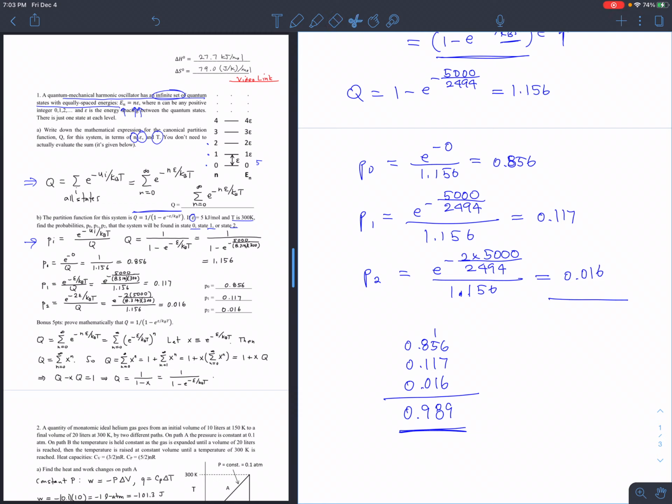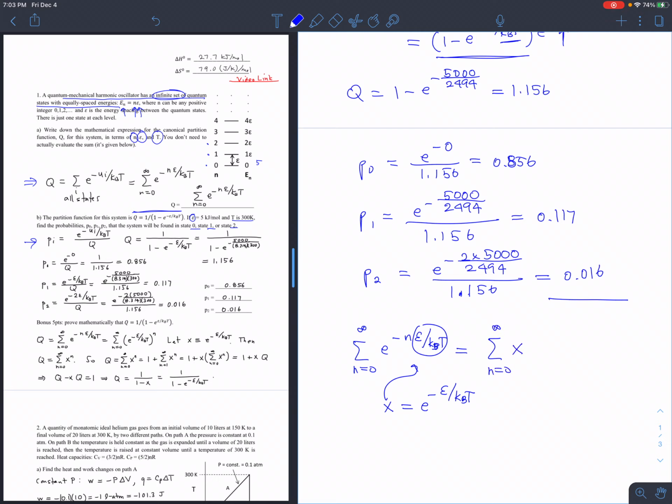Let's talk about that bonus part down at the bottom now. It's just a pure mathematical problem, really. What is this sum equal to? So n equals 0 to infinity e to the minus n epsilon over kbt. Well, there's several tricks here. The first one is to notice that all of this stuff is just a constant, and so we can call the quantity x equal to e to the minus epsilon over kbt. And if we do that and substitute in here, then this becomes just the sum from n equals 0 to infinity of x to the nth power. So we're just summing powers of x.